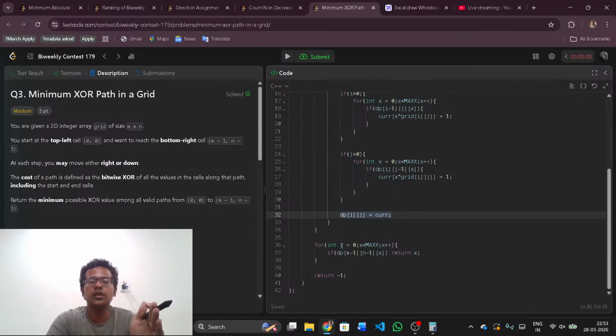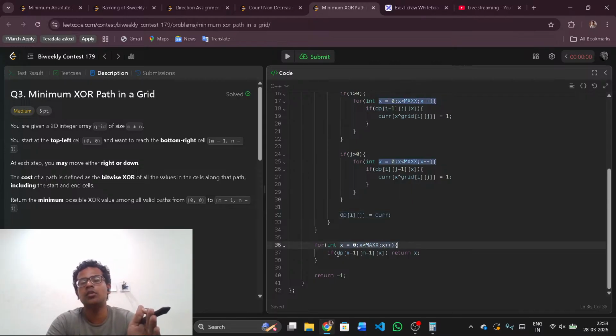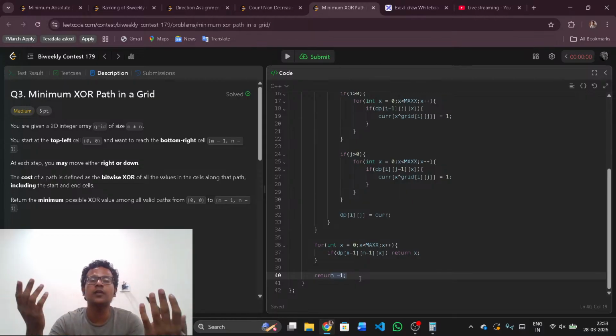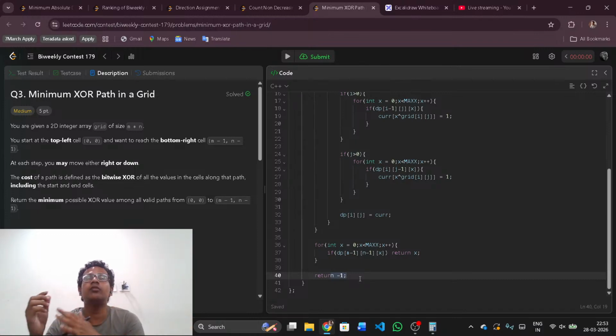Now x is equal to 0, x is less than max, x plus plus, dp of m minus 1, n minus 1, x. If it is true, then we'll just return x. And if there is no element which is having the XOR, the last element didn't even have even one XOR value, then we'll just return minus 1. So that's how you solve this problem.